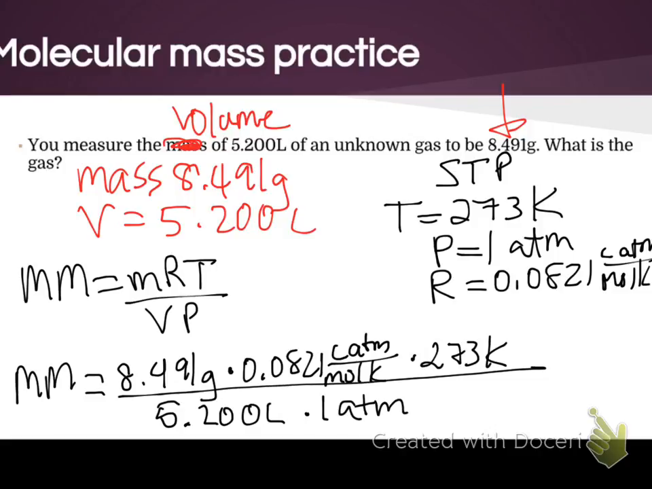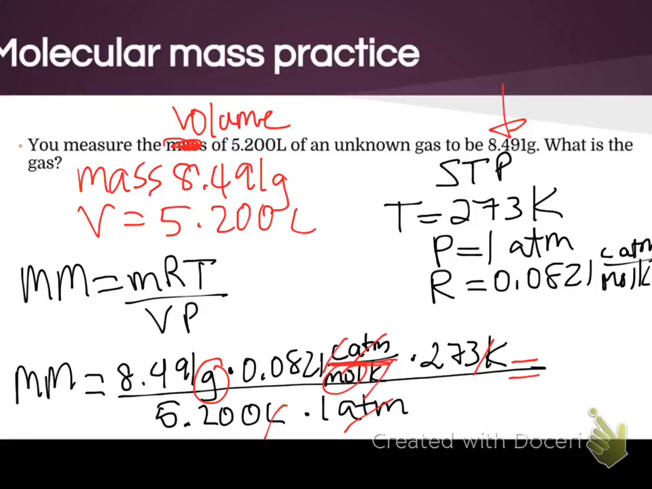So let's cancel whatever cancels. Let's see, so liters, atmospheres, and Kelvin. So that leaves us with grams on the top of this fraction and moles on the bottom, so grams per mole, which is a molar mass. So we set up the problem right.